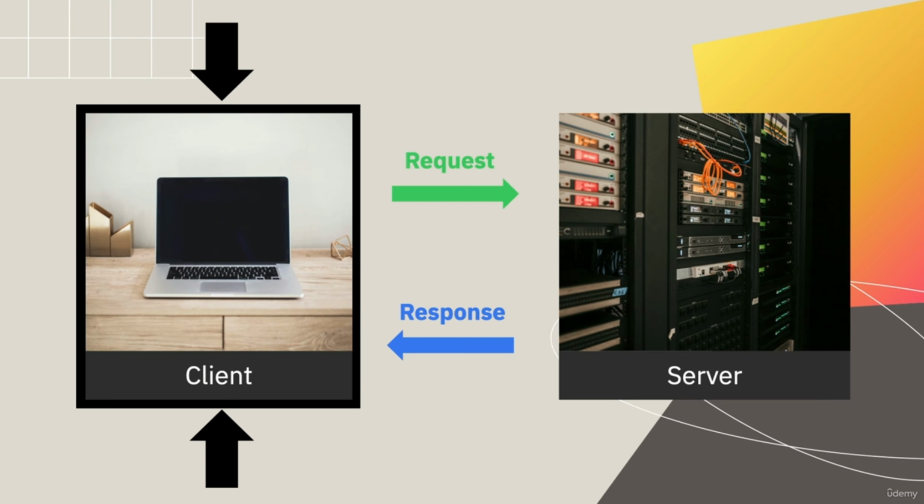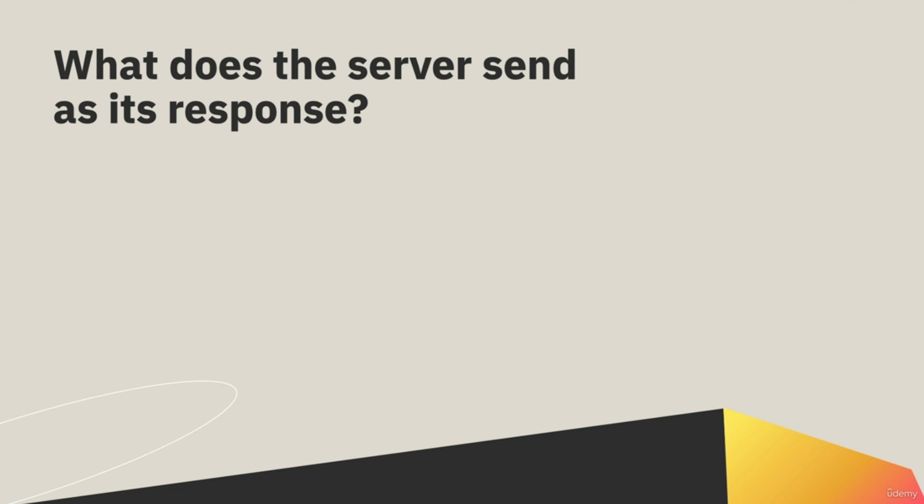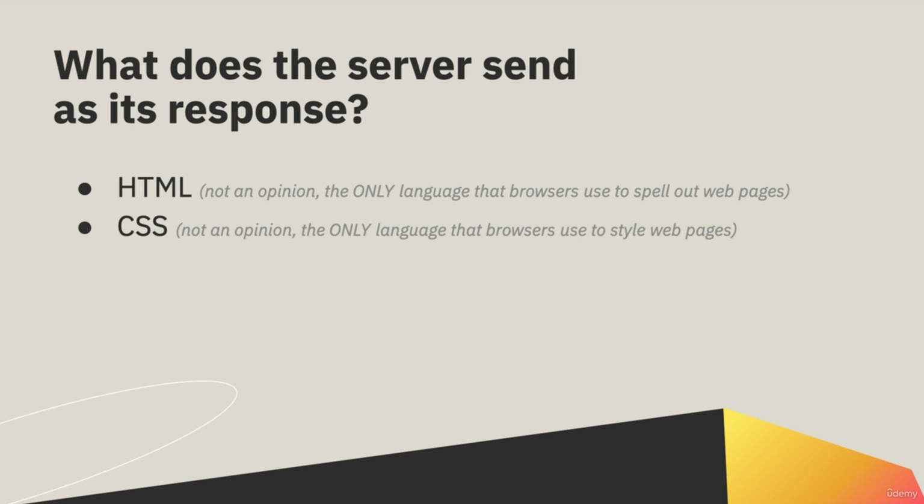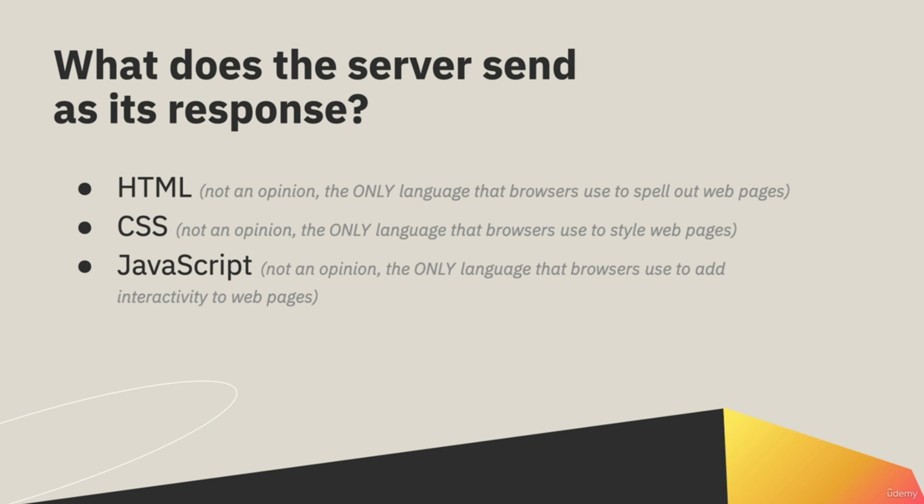From here, there's a million different questions you might have, but I think the most important question would be, what does the server send as its response? It sends a few things. Number 1, HTML. Number 2, CSS. And number 3, JavaScript. Now, in just a moment, we're going to get our hands dirty and use AI to create a basic web page for us. So we don't need to memorize the syntax for these languages right now.